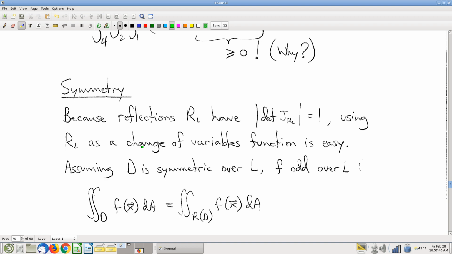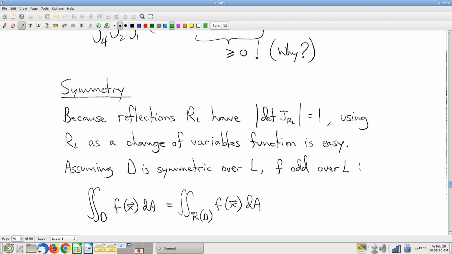Okay, so that being said, I claim that if you use a reflection as a change of variables function, the symmetry theorem drops into our lap. It's wonderfully convenient how this works. Let me show you how this works. Suppose we're interested in this integral. Now keep in mind, we're assuming that our domain is symmetric, and the domain being symmetric means that it is its own reflection. That's what symmetry is. Right?